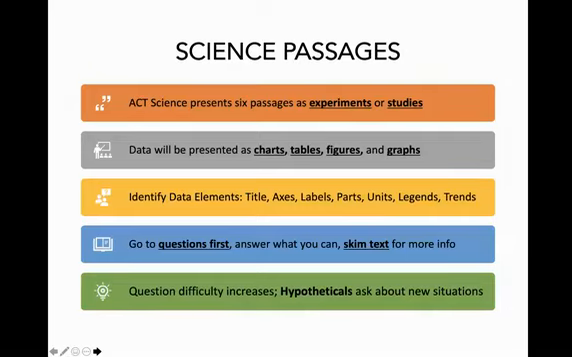The next thing I want to point out is when you get to a graph or chart, you do want to make sure you note all the different pieces, and we'll look at that in a moment: the title, the labels, the units, the axes, and any trends. Here's the next important tip.